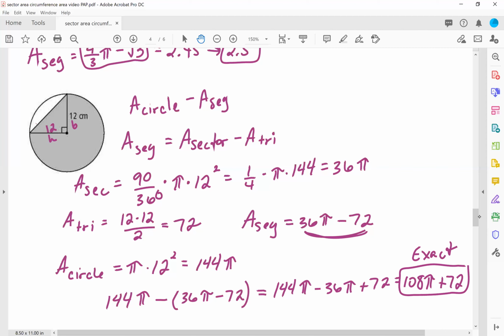And then if you want to get the rounded one, just do 108 times pi and then add 72, and you'll get 411.3. And that's the rounded.